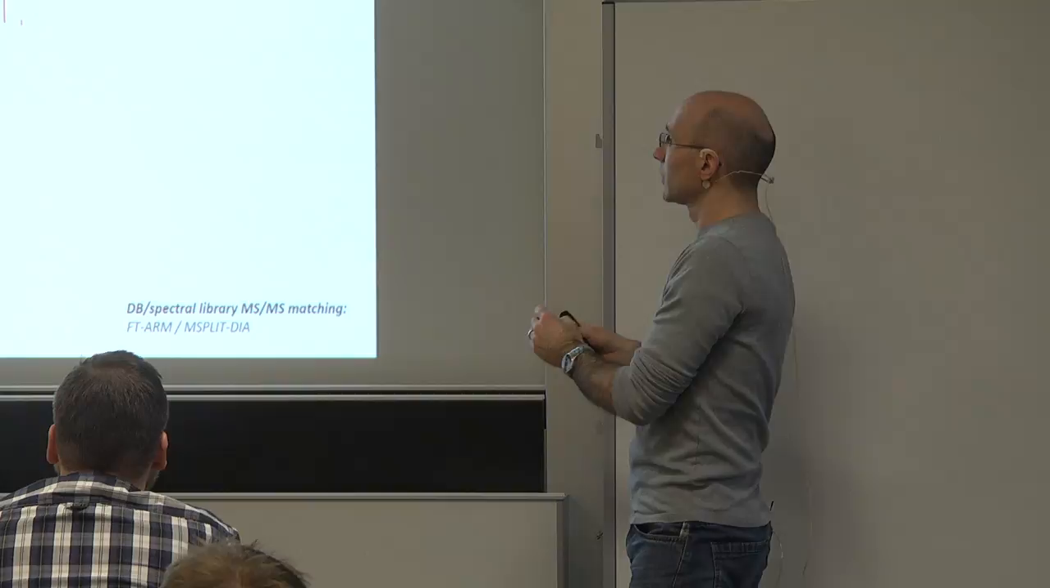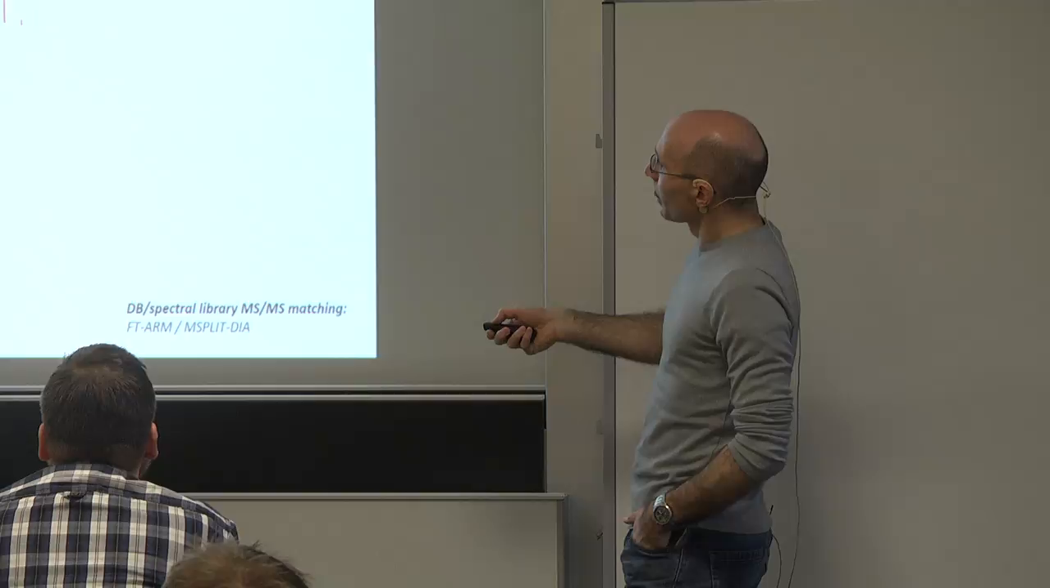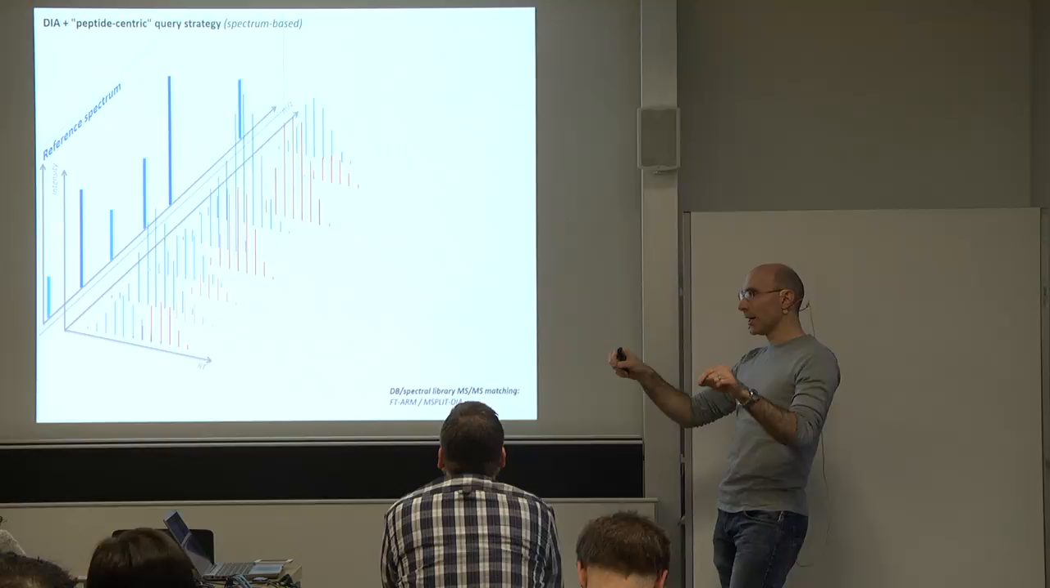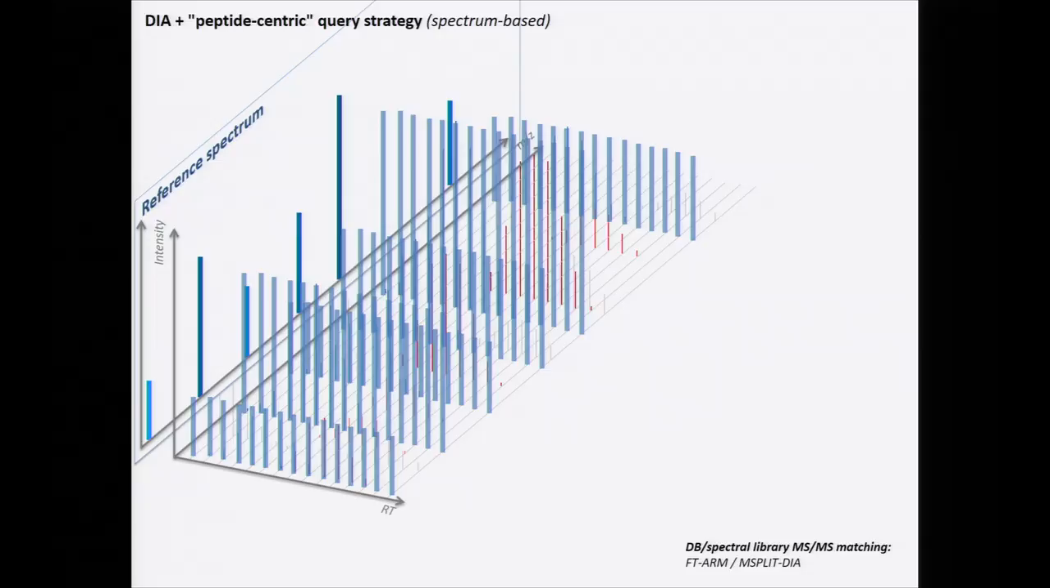So in this case, for example, for this group that published almost at the same time as our SWATH paper, they started from a spectral library. So here they use a spectral library, and then they interrogate every single spectrum of the DIA: does this spectrum have a chance to be present there? So they take the spectrum, and they try to find a match. At every single spectrum, they try to see whether there is a match in the mass dimension, okay? And once they find a match, they basically get a score.